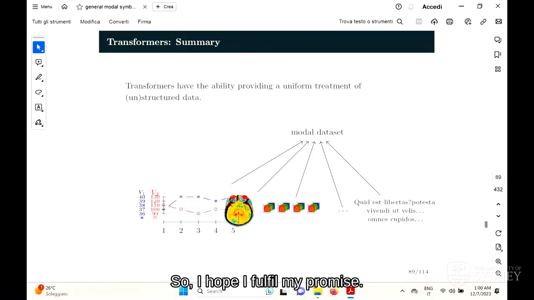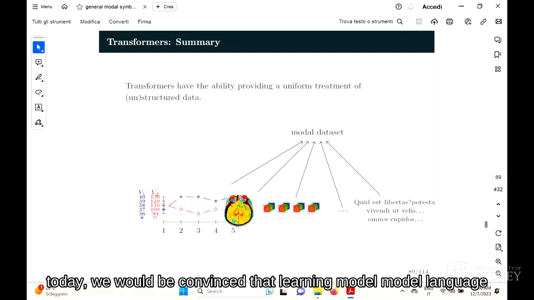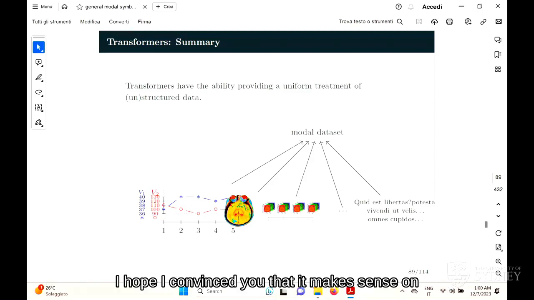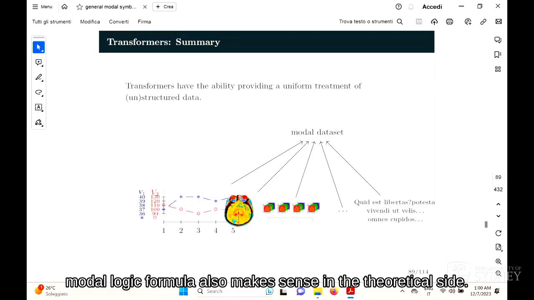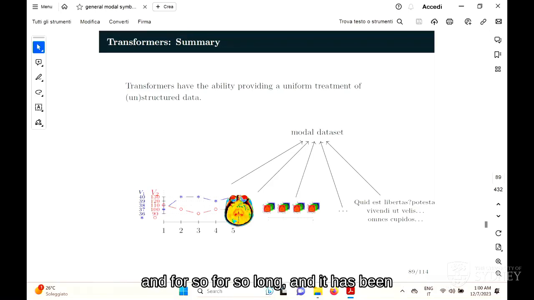So I hope I fulfilled my promise. I promised yesterday morning that by the end of business today, we would be convinced that learning modal logic formulas makes sense. I hope I convinced you that it makes sense on the practical side. It so happens that learning modal logic formulas also makes sense on the theoretical side, because modal logic has been studied for so long, but applying it was not that easy, or it wasn't that easy so far.